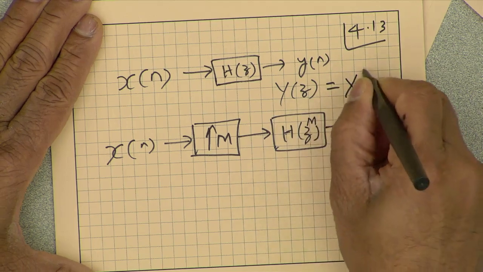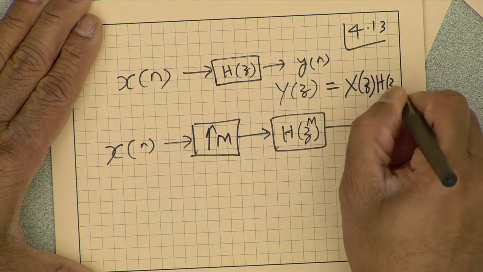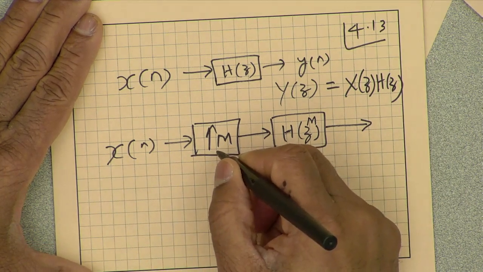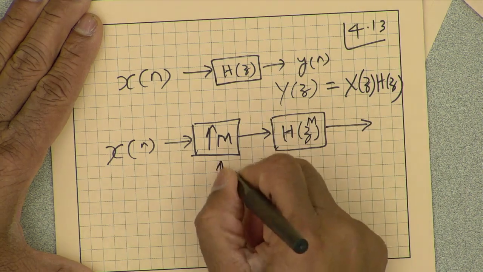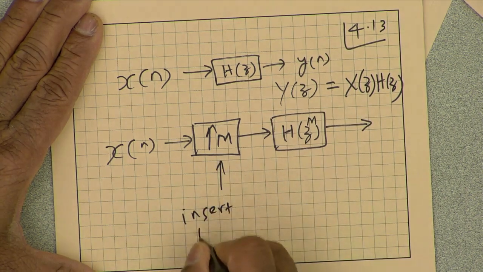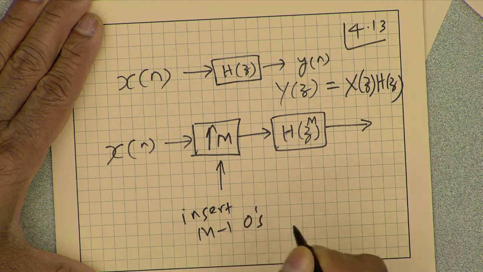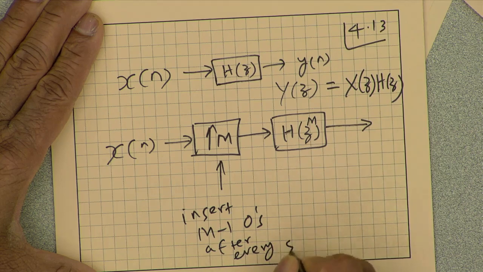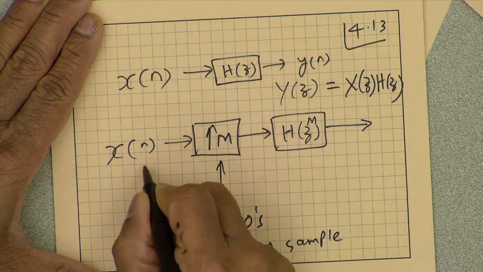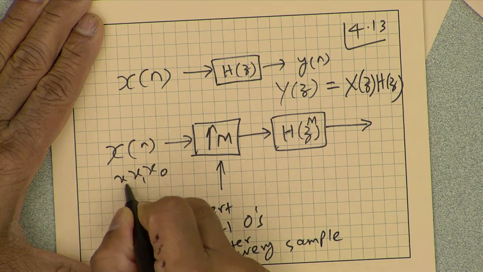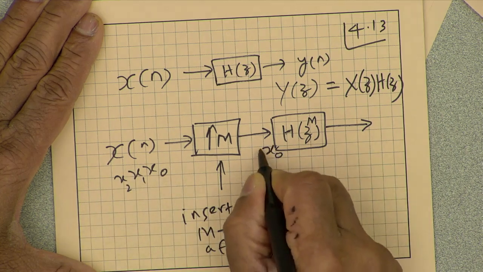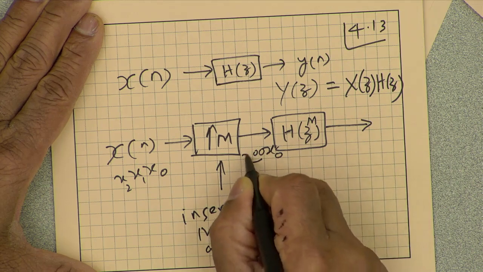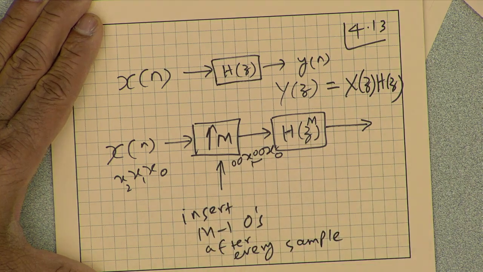So Y(z) is X(z) times H(z). Now, if this is x[n], this is called an expand operation, which means to insert M minus 1 zeros after every sample. So if this was x0, x1, x2, then this would be x0, 0, 0 if M is 3, so 2 zeros, which is M minus 1 zeros, then x1, 2 zeros, etc.